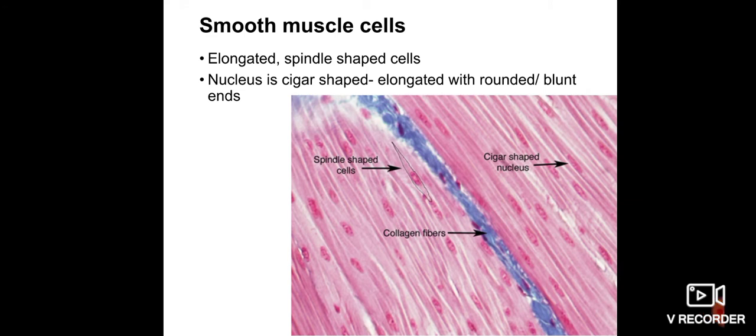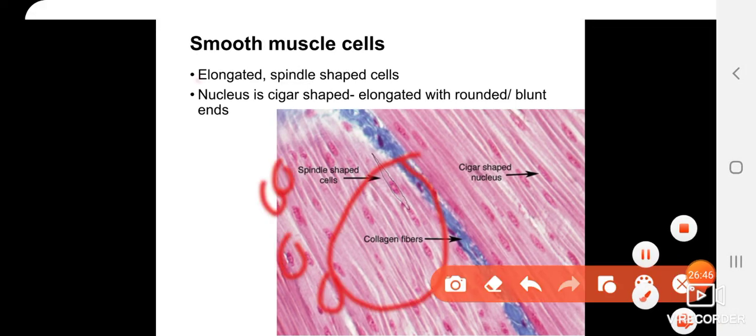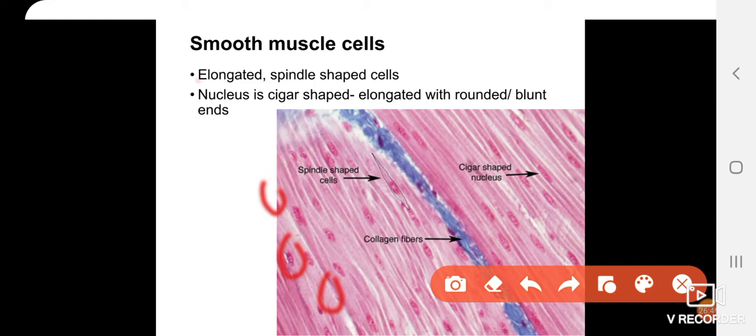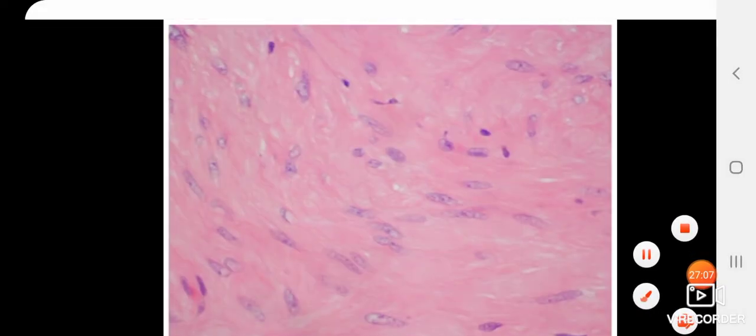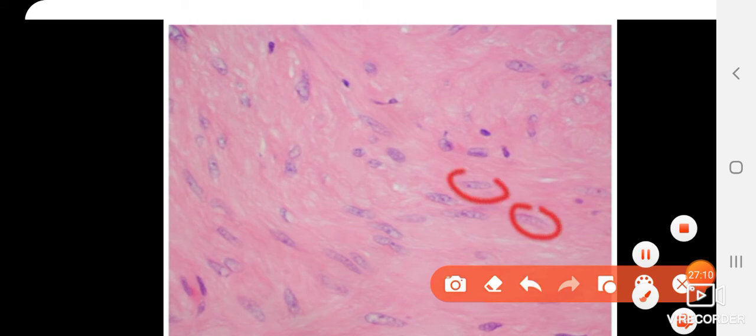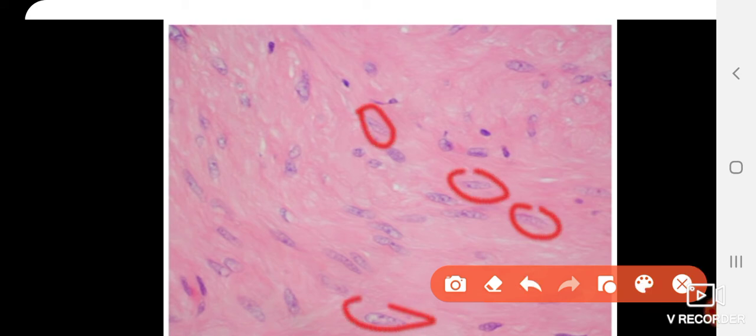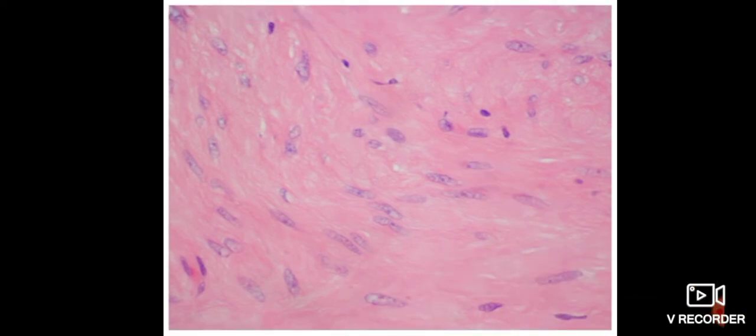Coming to next, that is your smooth muscle cells. So again they are elongated spindle cells. Here the nucleus will be cigar shaped. In fibroblast our nucleus was pointed. Here our nucleus will be like this. So it will have a rounded or blunt end. So again this is a picture in which you can see the cells, the nucleus is having a blunt end. So this is your smooth muscle. This is a blunt end. So these are your smooth muscles.